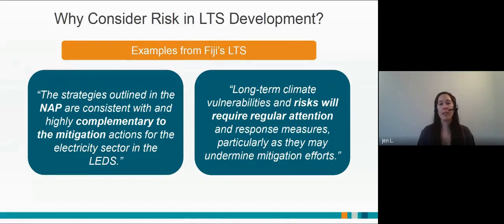They also talk about why climate vulnerability and risk is important. They say long-term climate vulnerabilities and risks will require regular attention and response measures, particularly as they may undermine mitigation efforts. And we're going to talk a little bit more about that later, of the trade-offs between adaptation and mitigation and how we can hopefully find win-win solutions as we're thinking about our long-term strategy.